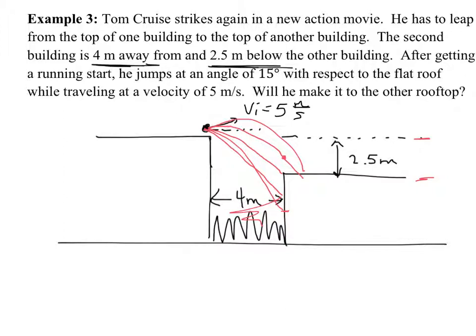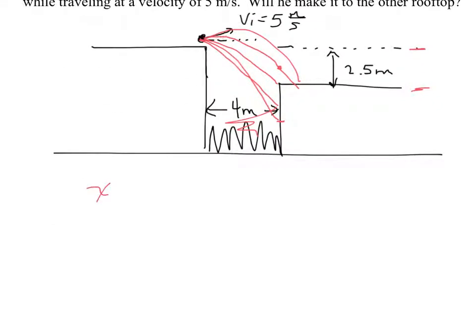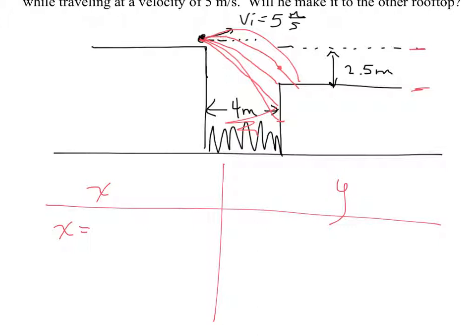So let's assume we know x and figure out y, and check it to see if it's less than or greater than that 2.5 meters negatively. Okay? So let's go ahead and make our xy chart like we've done in the past. In the x direction, again, we know the displacement. What is it again? In the x, 4 meters. He's definitely traveling at least 4 meters, so we know that's going to happen. We don't know what the y direction is yet. That's what we're trying to figure out.